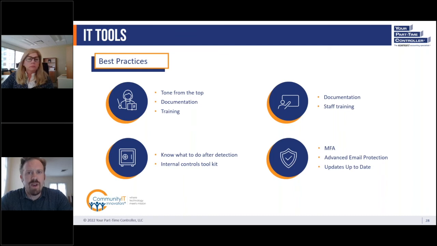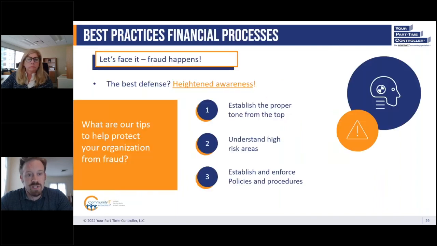And then internal controls need to be well communicated so that the staff know what to do and how to do it. And then finally, implementing technical controls such as multi-factor authentication, maybe those advanced email protection tools, and even basic things like making sure that your computer is up to date so that you aren't susceptible to viruses are all good steps to make sure are in place at your organization. So I'm going to have Carole talk a little bit more detail about some of the financial practices to put in place.